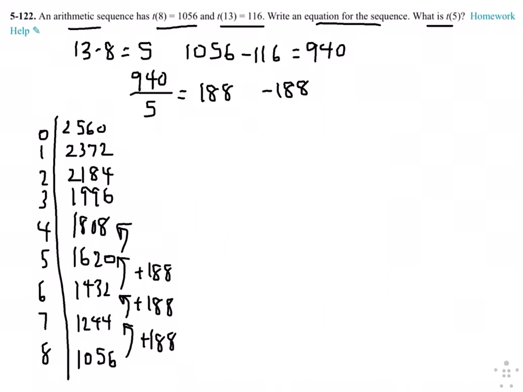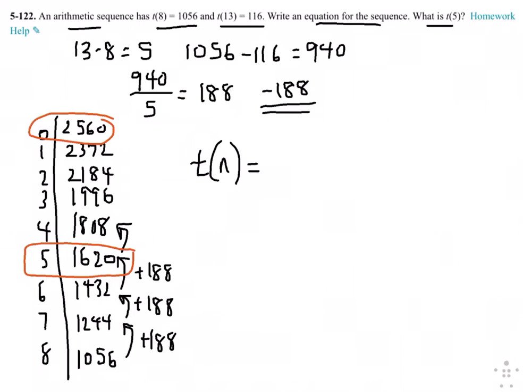Okay, so now we know the 0th term, right? We also know the 5th term. That was a question, right? So there's the 5th term, 1620. But the equation now I can write, right? Because I know that this is the common difference, so I could say t of n equals negative 188n plus the 0th term, right? 2560.